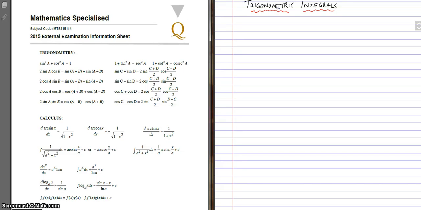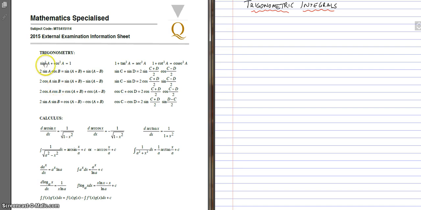To enhance our ability to further integrate trig functions, there are a number of formulae that we need to be familiar with. On our information sheet for the Maths Specialised course, you can see what we've got here. This year it's a little bit different. Basically, the number of them has been reduced a bit on this because they're being doubled up on the methods sheet.